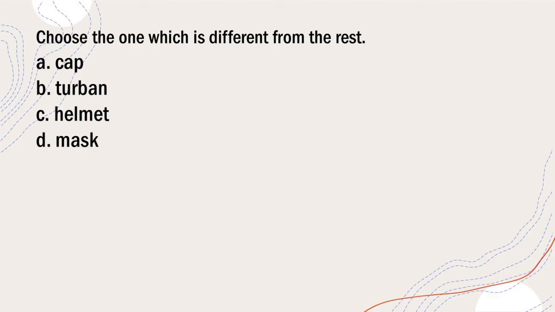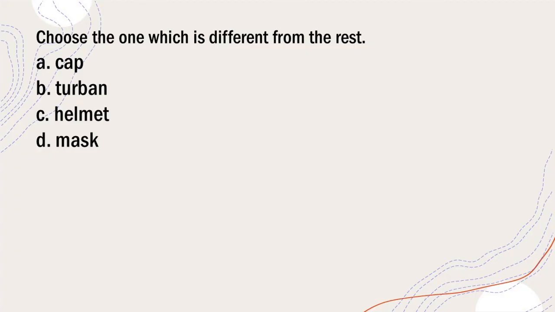Good job. Now, what would your answer be to this question? Is it A, cap, B, turban, C, helmet, or D, mask? Aha, it is indeed the mask. But before we can decide that it is a mask, what is the relationship among these words or items? Well done. They are all things that we wear on the body.